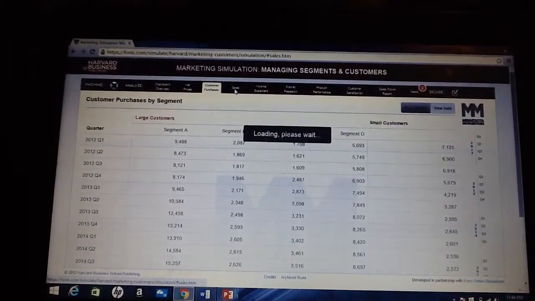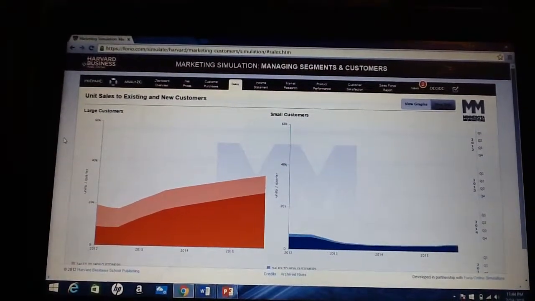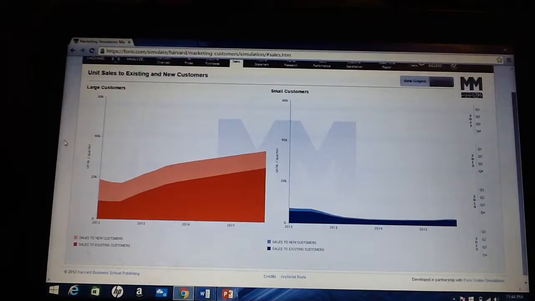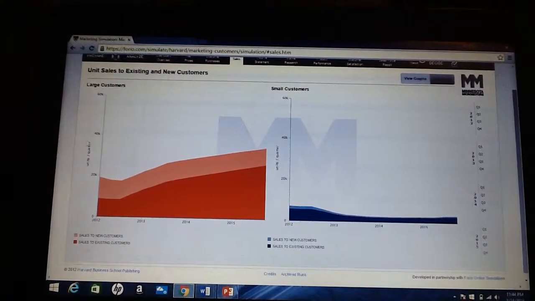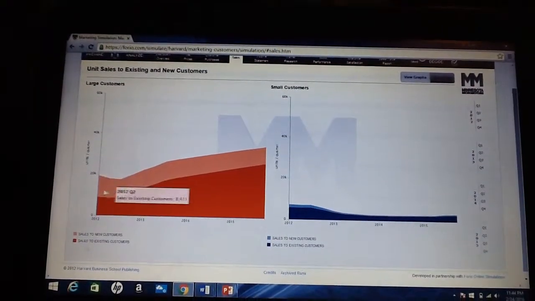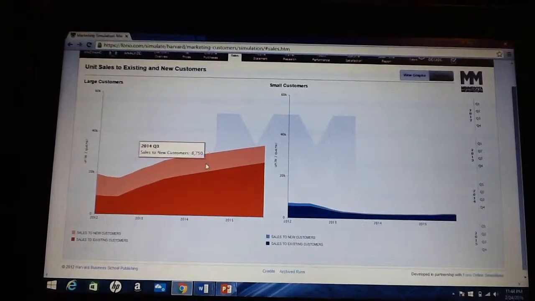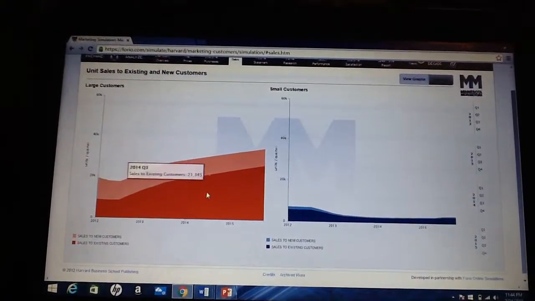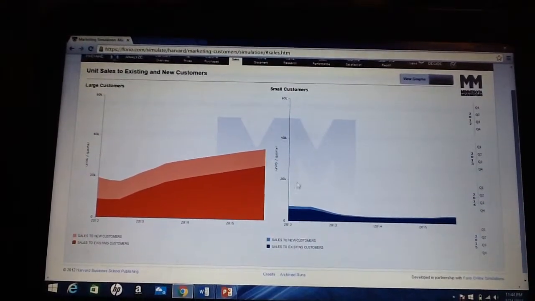The next tab is sales. Sales shows you how many sales are being done from your large customers, from your large new customers, which is the light orange here, and then sales from existing customers, which is the dark orange. Hopefully this will be increasing throughout your time.